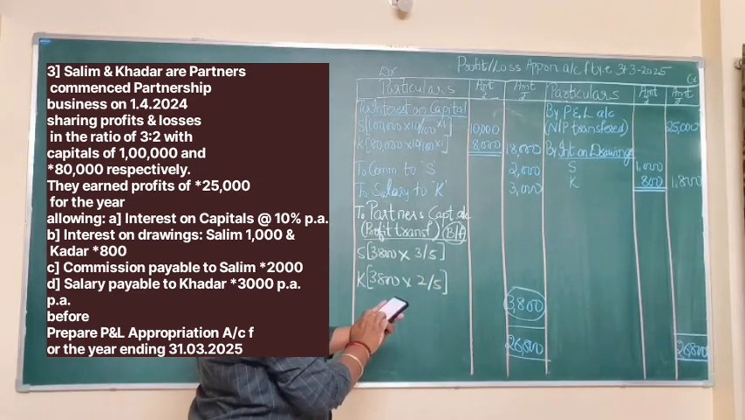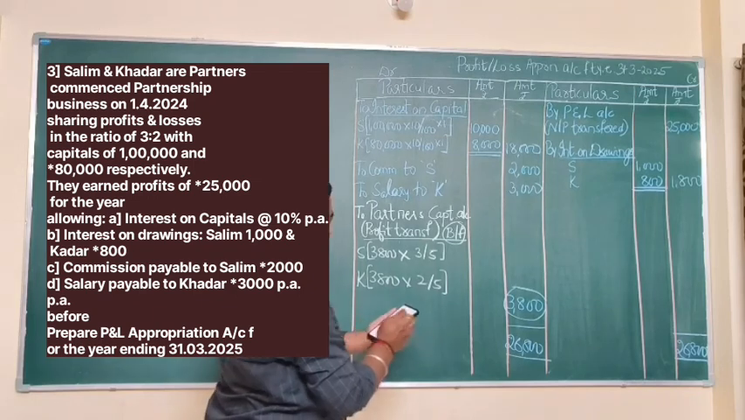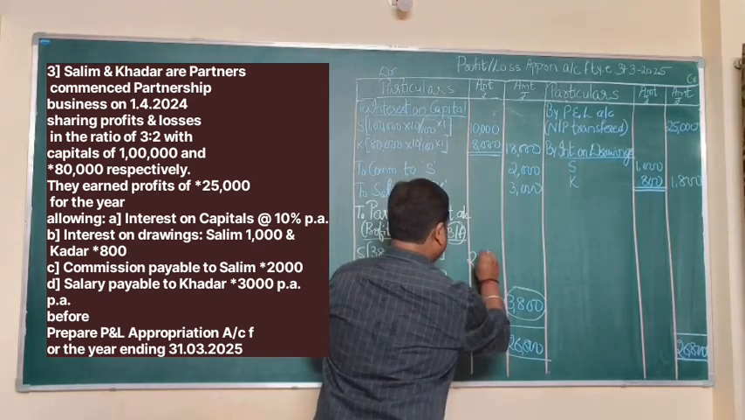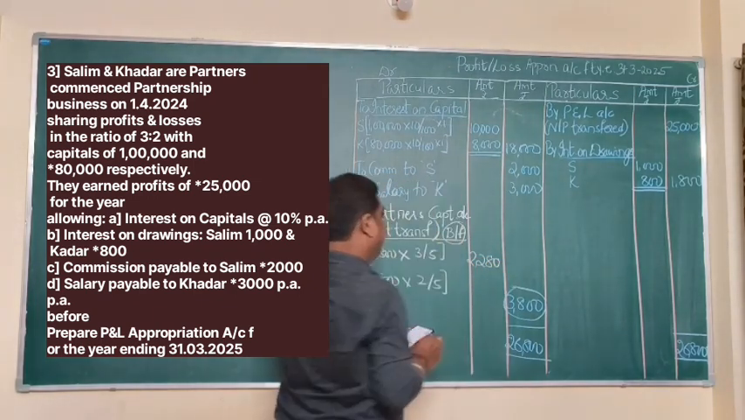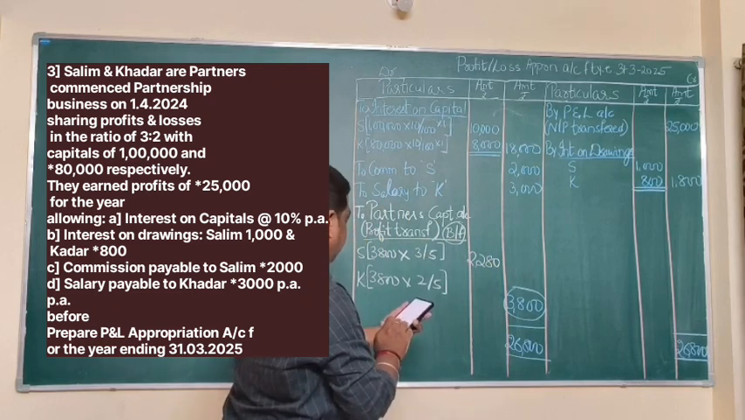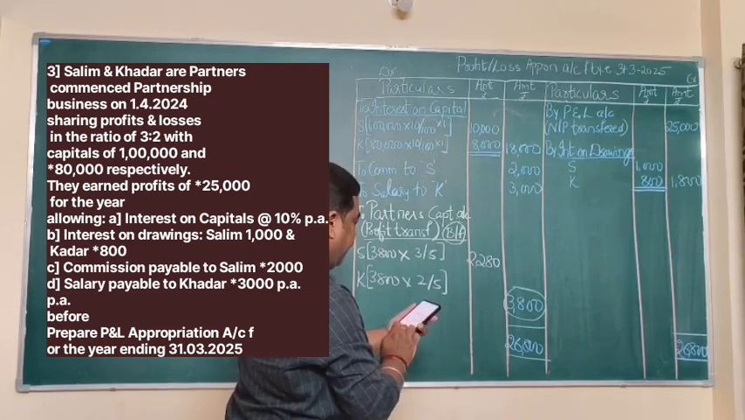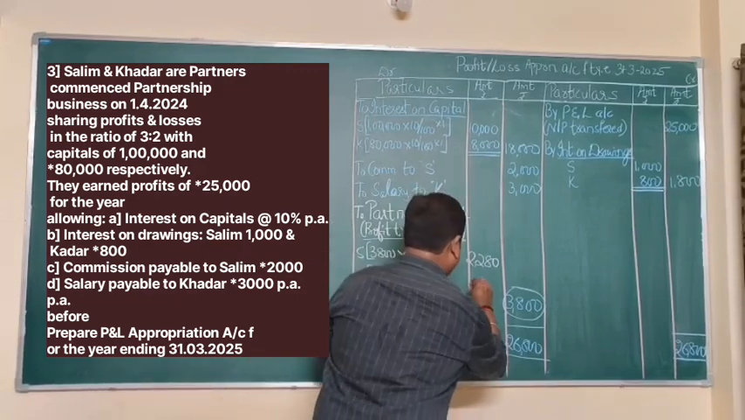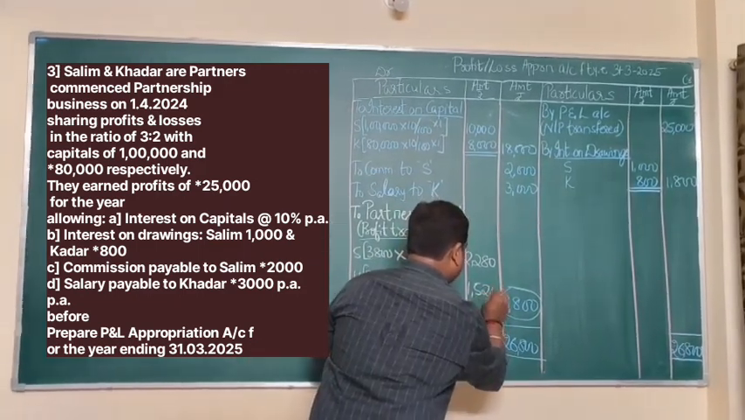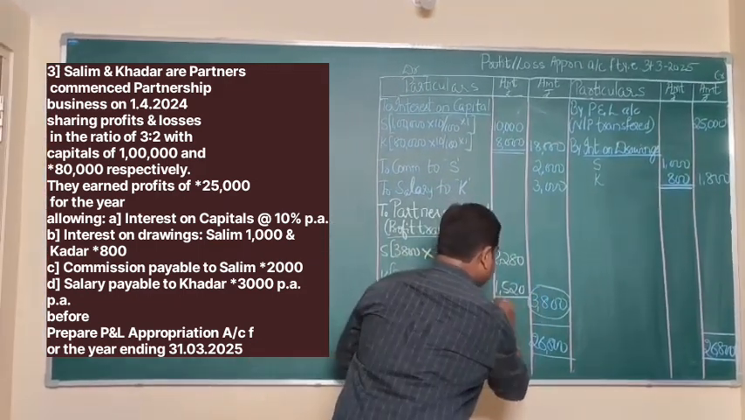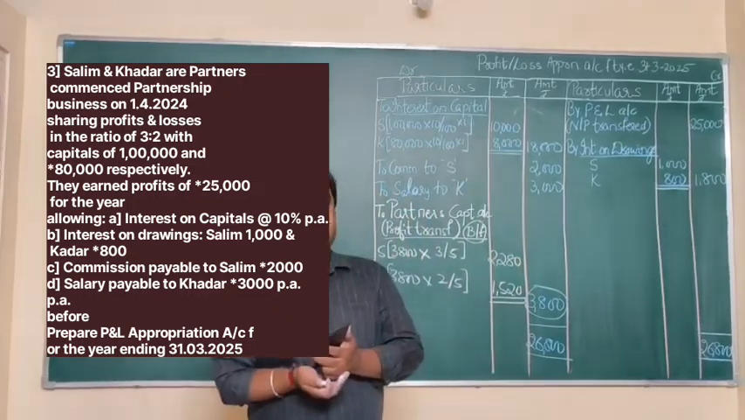3,800 into 3 divided by 5 is 2,280. Similarly, 3,800 into 2 divided by 5, you get 1,520. When we add this, we get 3,800.